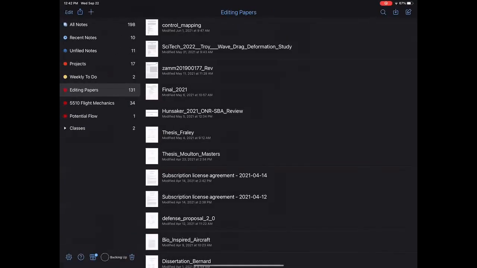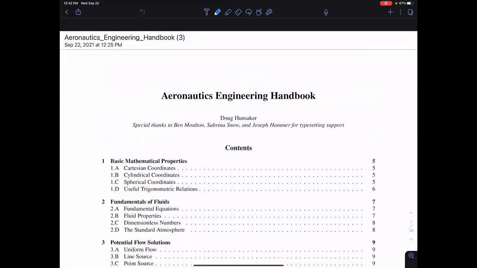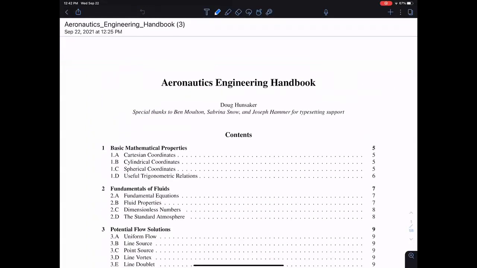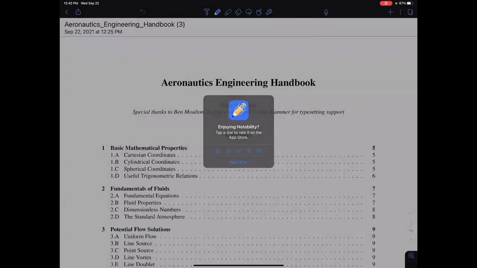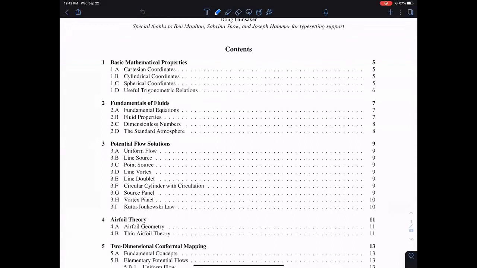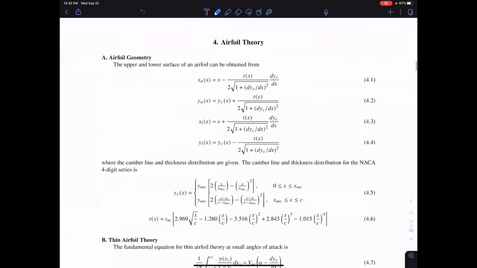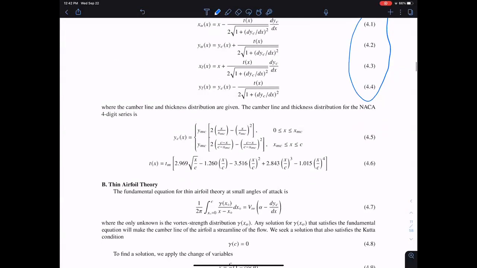Now, let's step back to these equations here. And by the way, this is all on that Aeronautics Engineering Handbook, which is just kind of a summary of these equations. And obviously these are in the book as well. So let's go here to airfoil theory. This is a section on airfoil theory where we're showing the equations for how you define an airfoil geometry. And here is the equation for the camber line for a NACA 4-digit series airfoil.